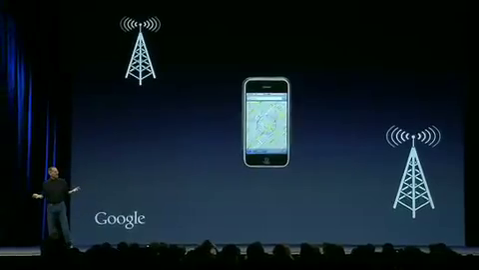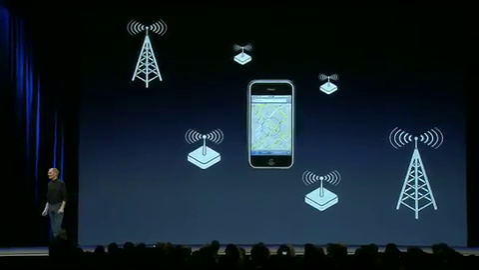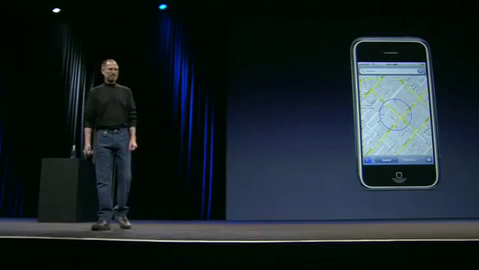And Google is doing basically the same thing with triangulating cell tower information off the cellular network. And we're using both of them. And it works pretty doggone well. So that is how we find location on the iPhone.